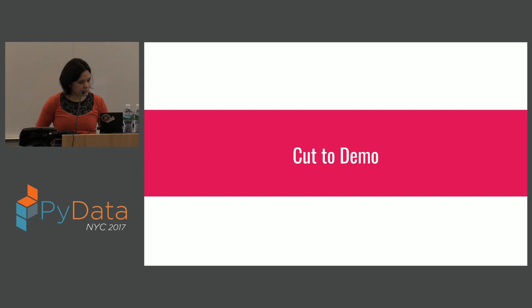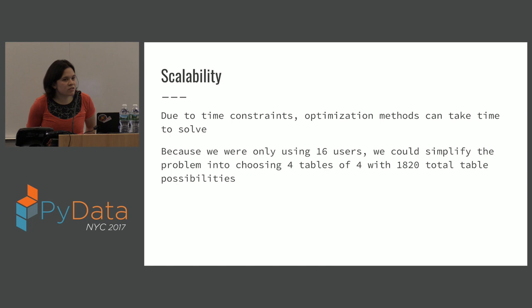Now, due to time constraints, optimization methods can take time to solve. And we're only using 16 users, right? So this is not going to take too much time. I could have rerun the whole thing from scratch in a matter of seconds. So it's really not that much. You're only choosing four out of over 1,800 possibilities. So that's generally pretty easy to work with.